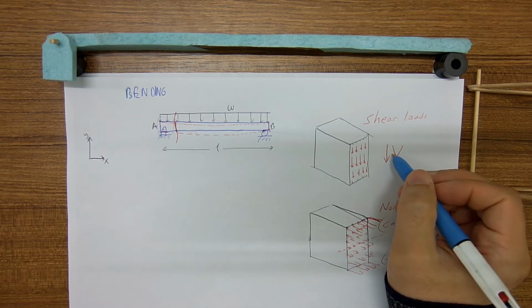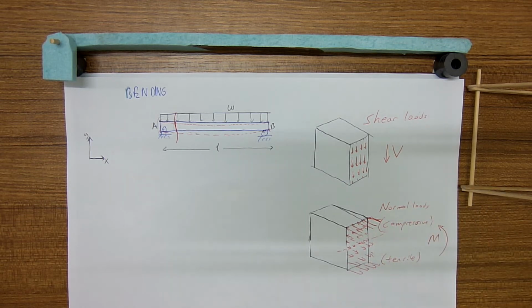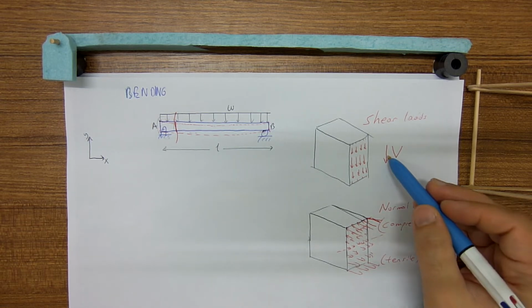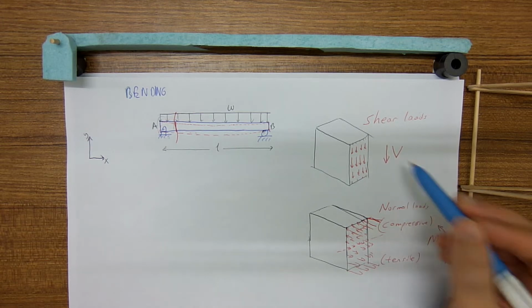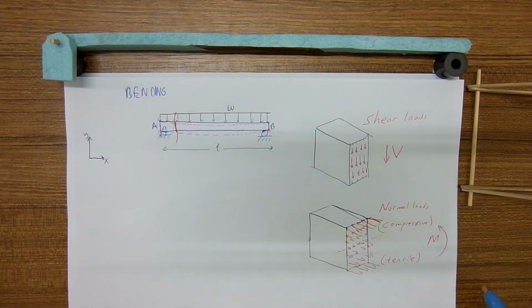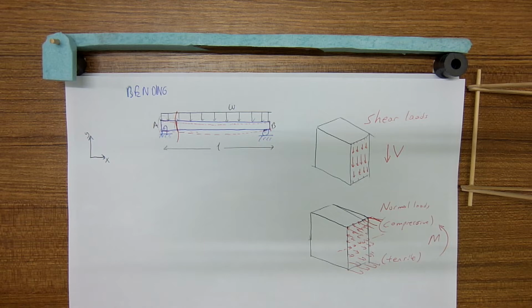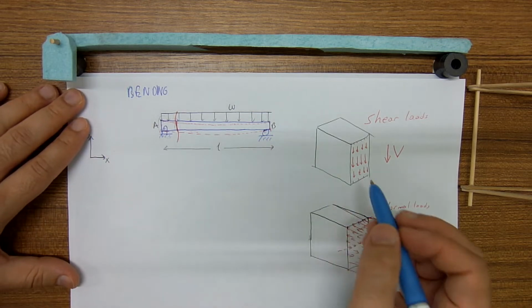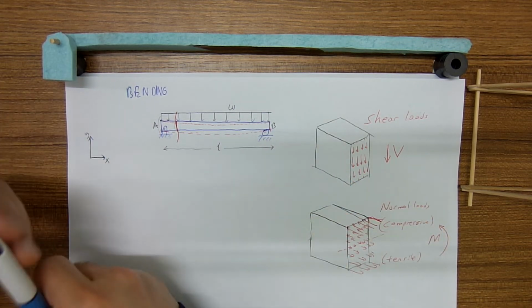But when it comes to drawing shear moment diagrams, these are the positive directions. This is assumed positive direction for shear force. This is assumed positive direction for moment. Okay, let's carry on this segment.